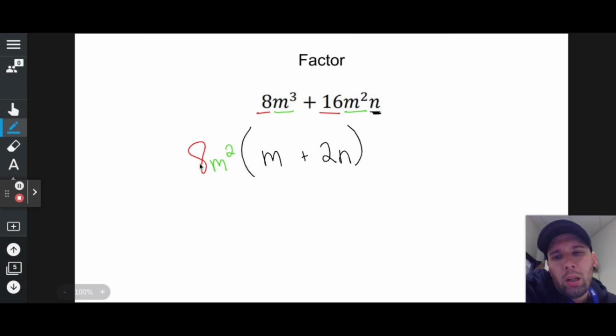So to check my work, 8m squared times m is 8m cubed. 8m squared times 2n is going to be 16m squared n. I did it right.